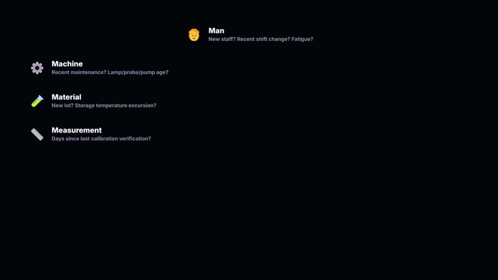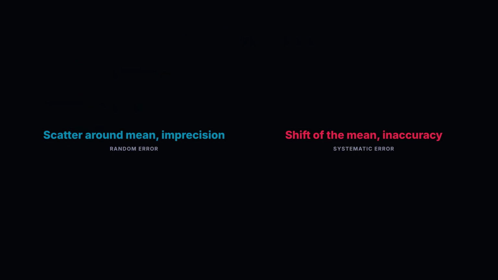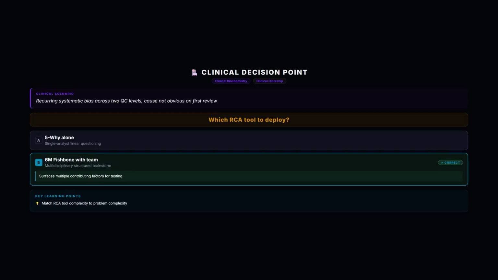One more distinction to nail before you brainstorm. Random error scatters QC points unpredictably around the mean with imprecision as the main problem, while systematic error shifts the whole distribution in one direction. Accuracy, not precision, is what's broken. Your 6M search strategy differs depending on which one you're facing. So when a resident on the QC roster asks, "Which tool do I use?" here's the actual decision. Isolated random flag with an obvious explanation on review: 5Y closes it in 20 minutes.